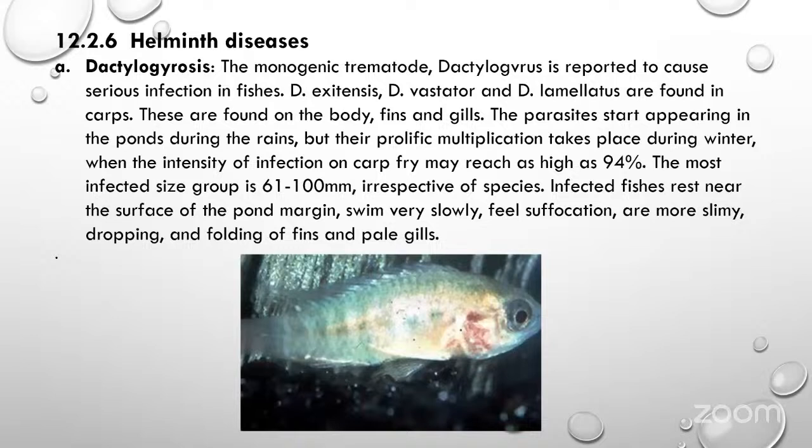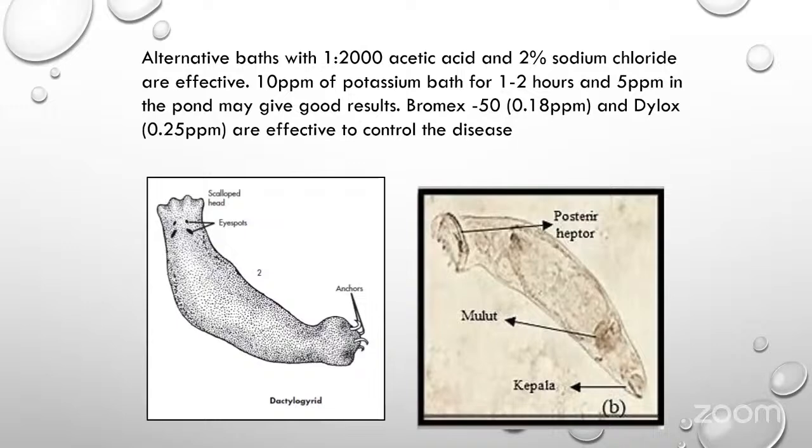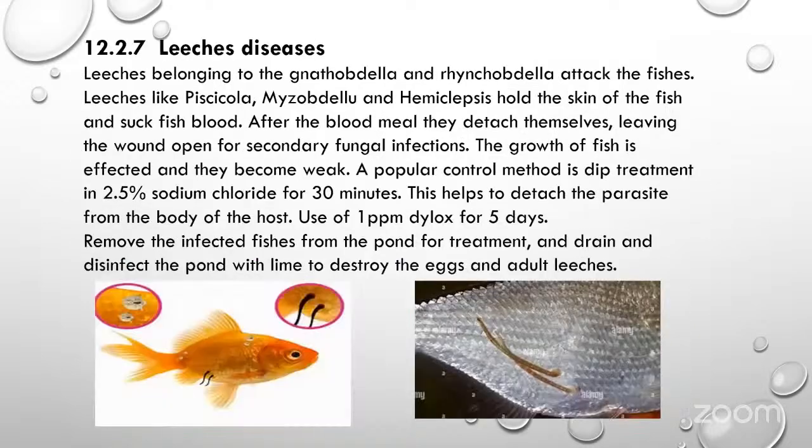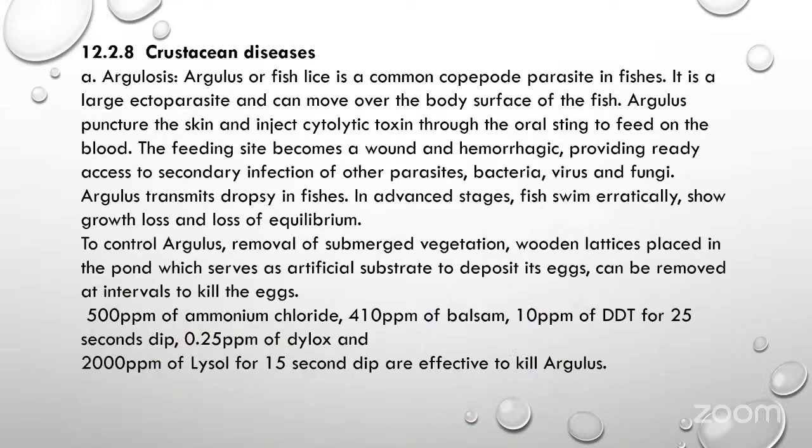Now helminthic diseases: dactylogyrosis, the causative organism, symptoms, and the type of treatment that we give. This is the type of treatment. And then gyrodactylosis, symptoms, causative organism, and the treatment. Next, leech diseases, what type of diseases the leeches cause, how to get rid of those leeches from the pond. All the prevention methods are also mentioned.